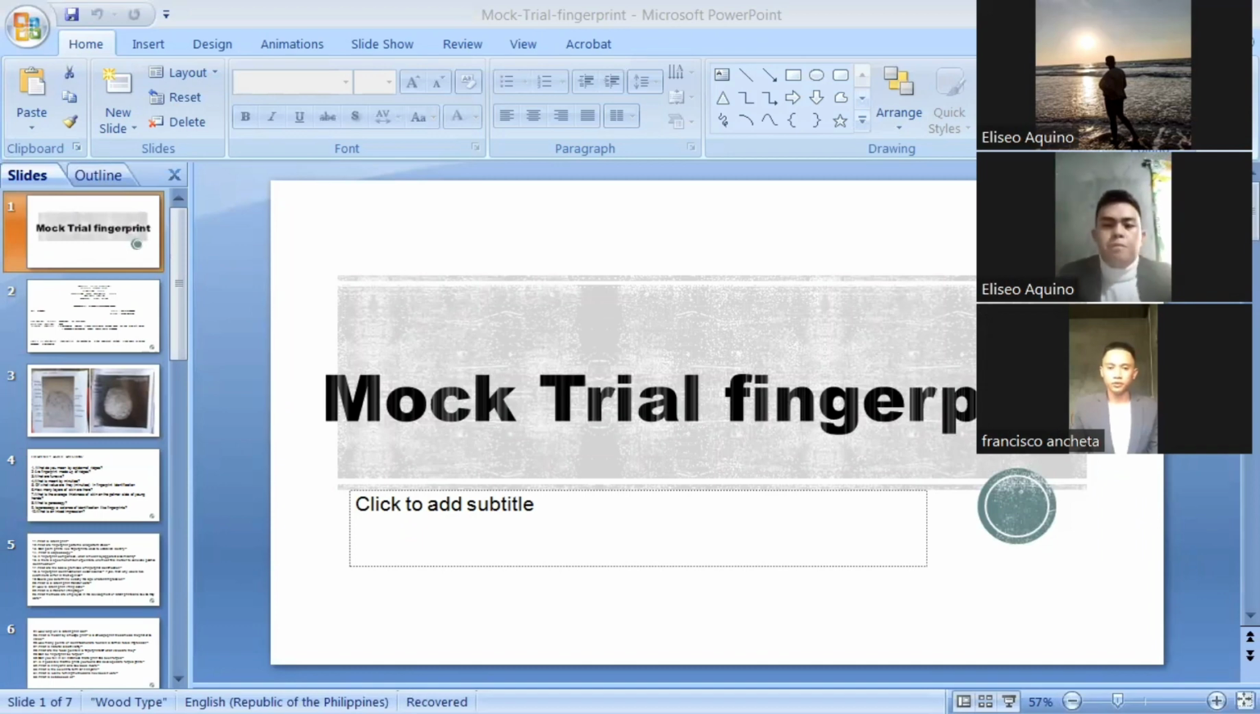So let me introduce myself. I'm Police Senior Master Sergeant Francisco V. Ancheta Jr. from Santa Barbara, Pangasinan, 35 years of age. I graduated at University of Cordillera with a Bachelor of Science in Criminology in the year 2016. I entered the service in 2017 and worked in the NCR Crime Laboratory Office in Camp Crame as a fingerprint examiner in the year 2020.